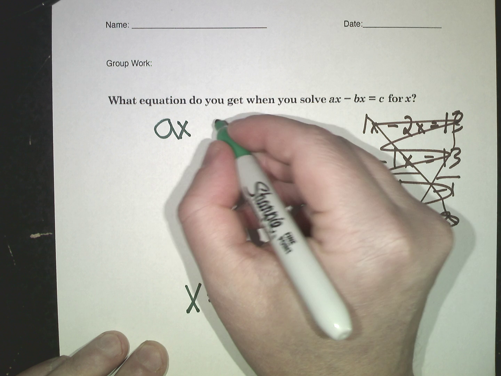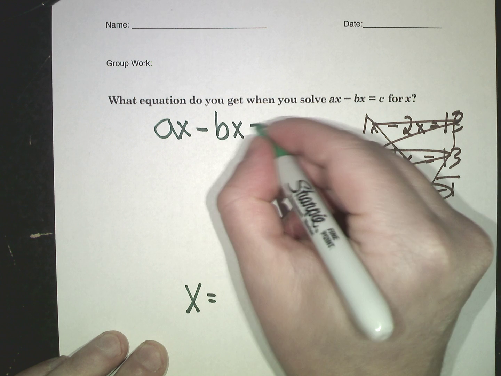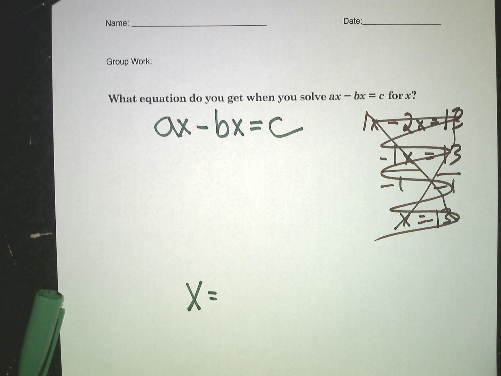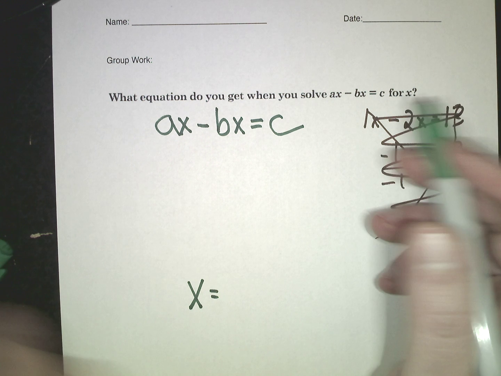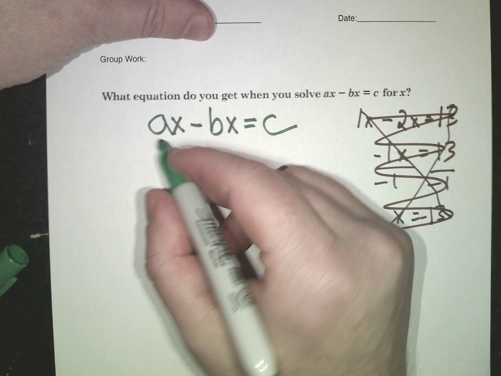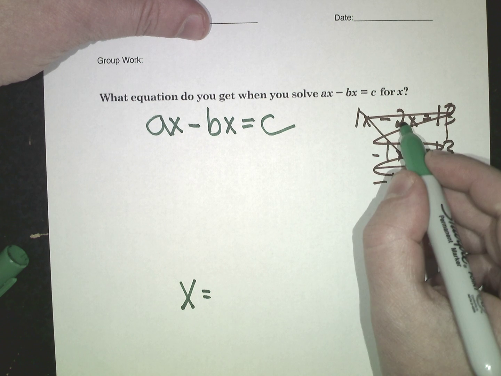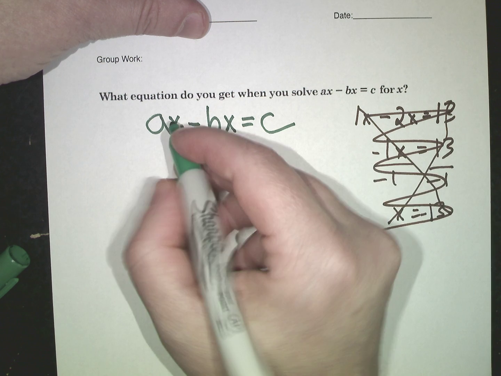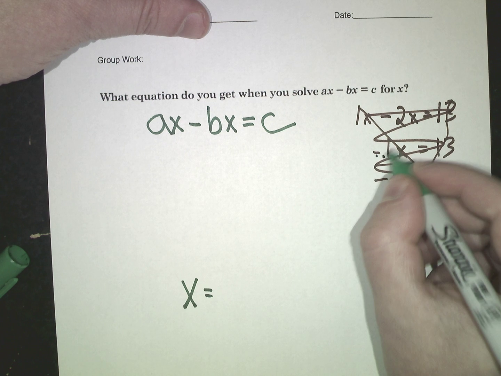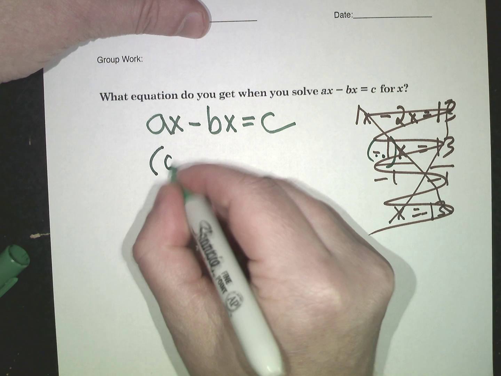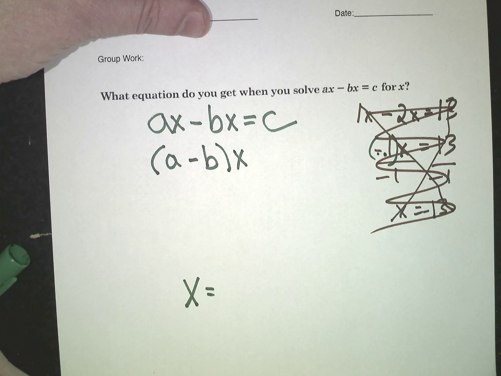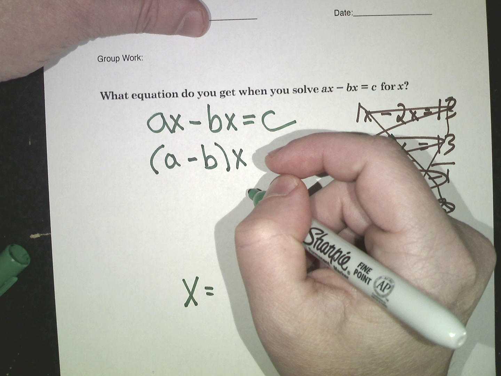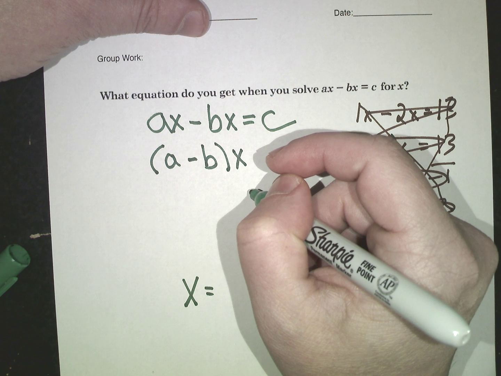ax minus bx equals c. Now, I know I can't add a and b, and I can't do anything with c, because I don't have any numbers here. So this is what I'm going to do. I'm going to look at this first, and I can say, well, over here what I did was I combined like terms. I said 1 minus 2. Well, that makes sense. So this is really 1 minus 2 times x. So this is a minus b is what it's eventually going to become, times x. That's the same thing as this, equals c.